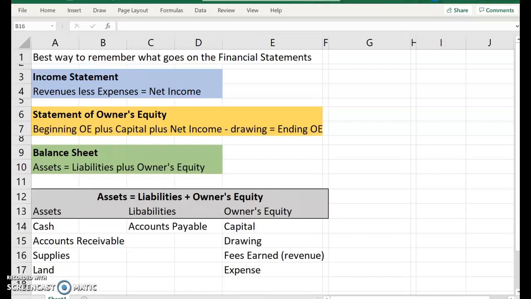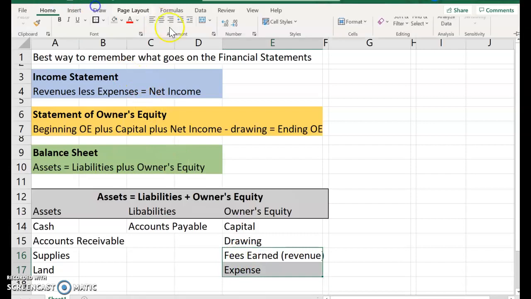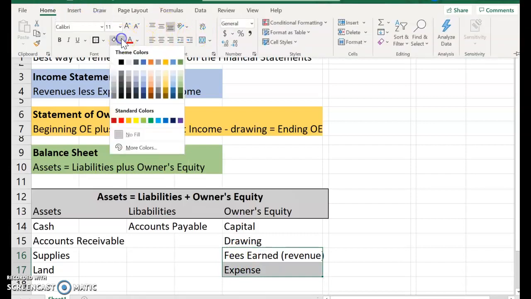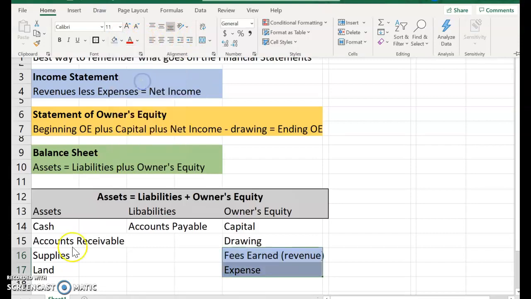All I have to know is I'm going to go find my revenue account, which is fees earned. And then I'm going to go find all my expense accounts and subtract those out. Those are the ones that I just mentioned: rent expense, salary expense, advertising expense, etc. And that equals my net income. So I'm going to highlight these in blue to match. Those go on my income statement.